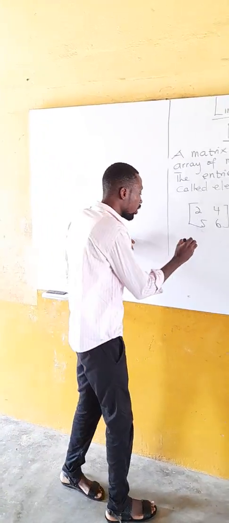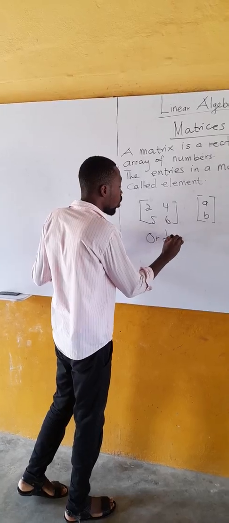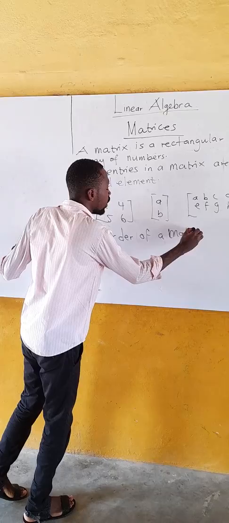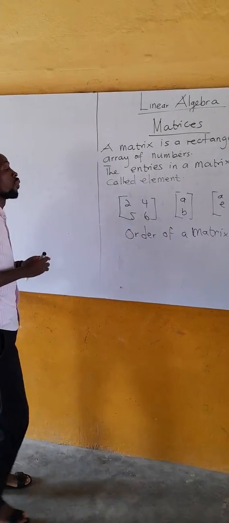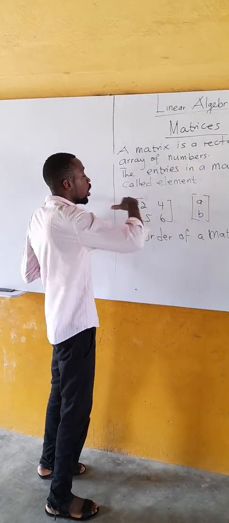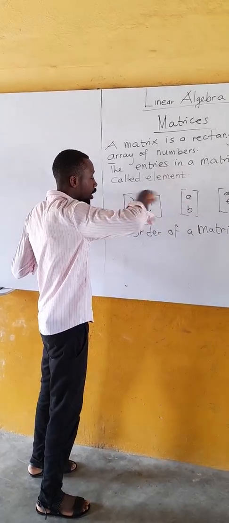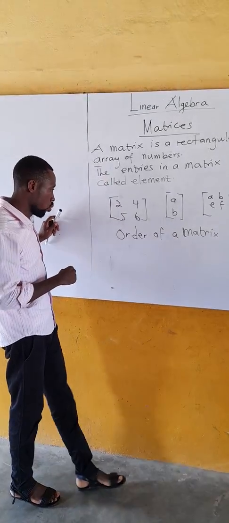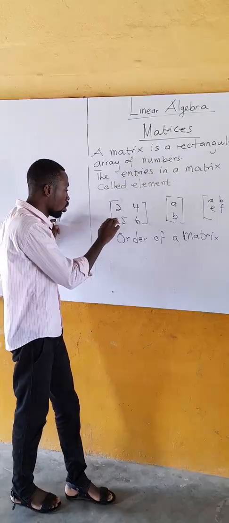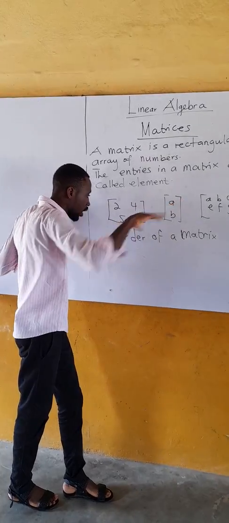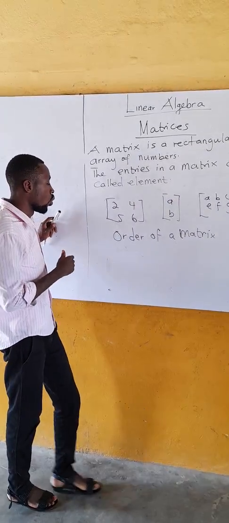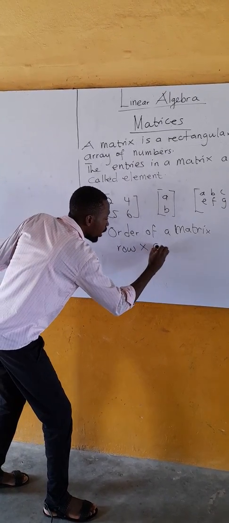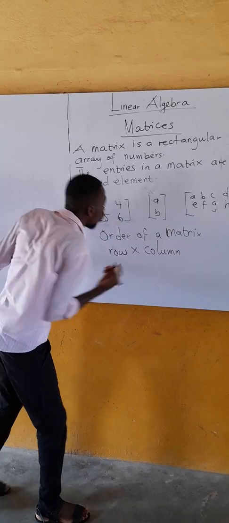Now the next thing we talk about is the order of a matrix. How do we call matrices? If we have a matrix like this, the numbers in this direction are the column, and this is the row. So you count the numbers in the column, then against that of the row. So the order of a matrix is just the row by the column.